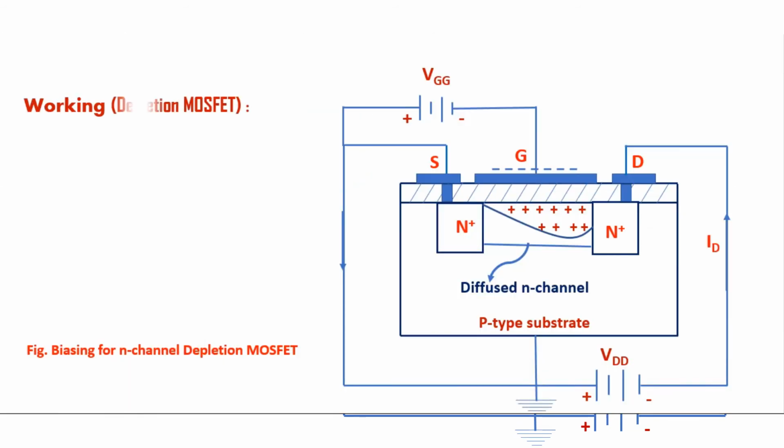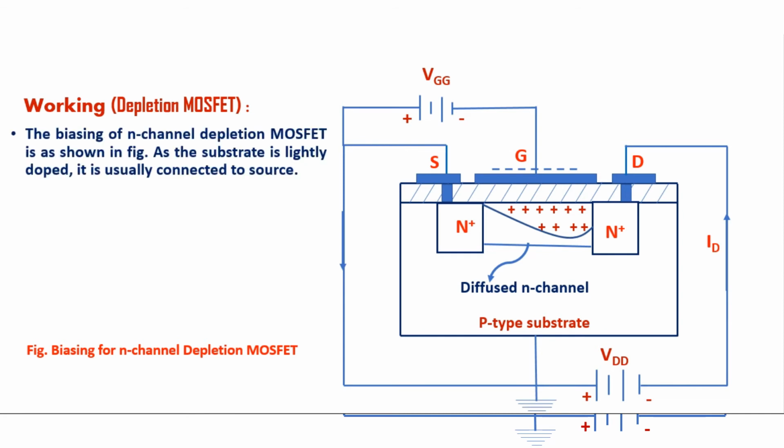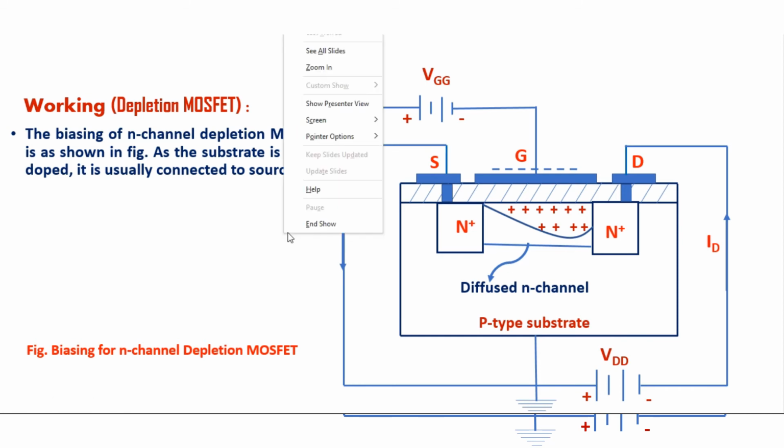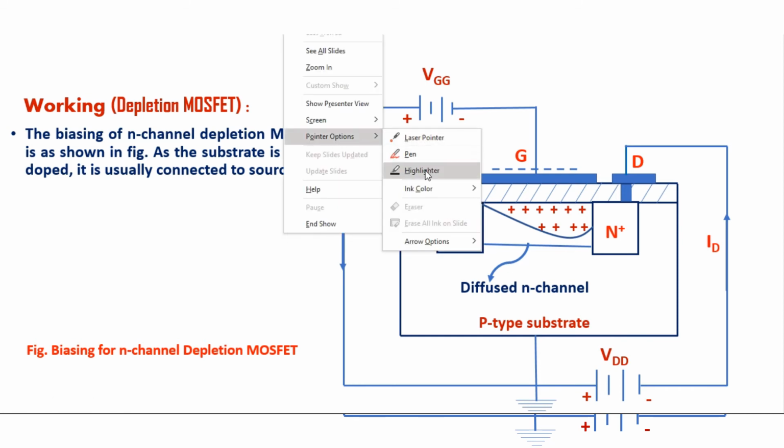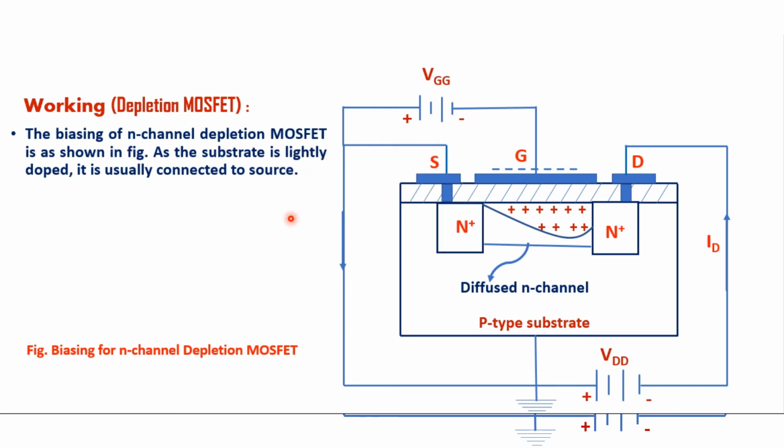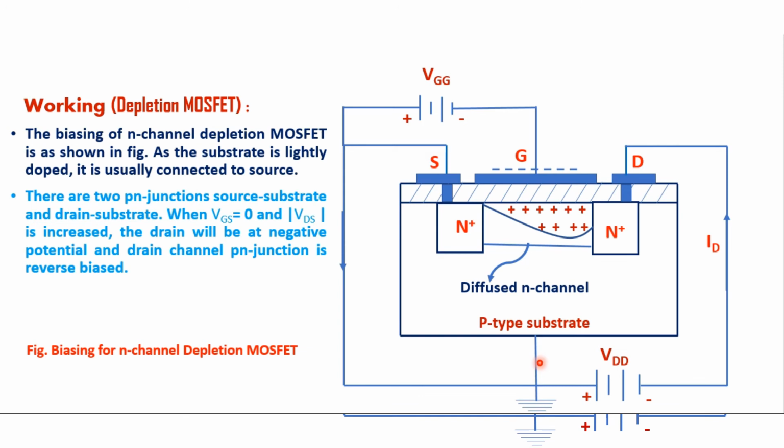Working of depletion MOSFET. In order to study the working of depletion MOSFET, the connections are made as shown by this particular figure. The biasing of N-channel depletion MOSFET is shown by this particular figure. As the substrate is lightly doped, it is usually connected to the source. There are two PN junctions: source to substrate, and drain to substrate.